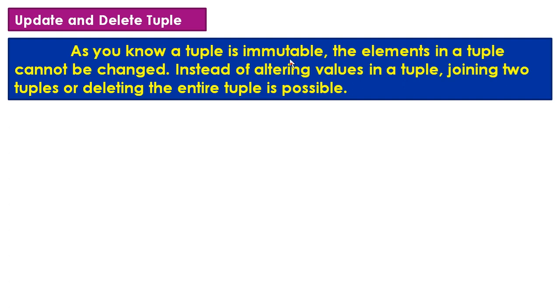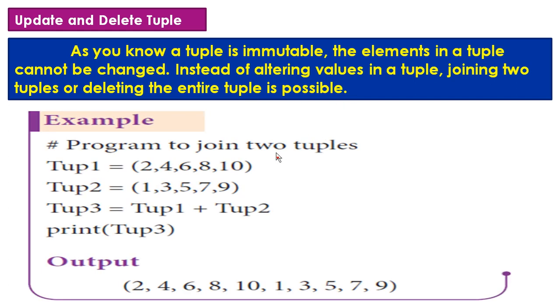Next title, update the tuple and delete the tuple. We can update the tuple and also delete the tuple, but we cannot change the values of each and every value of a tuple. As you know, a tuple is immutable. The elements in a tuple cannot be changed, but the entire tuple can be changed. Instead of altering values in a tuple, joining two tuples or deleting the entire tuple is possible. We can join two tuples, delete the tuple, or change the entire elements of the tuple.